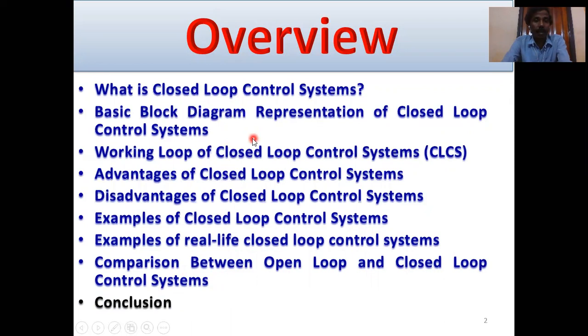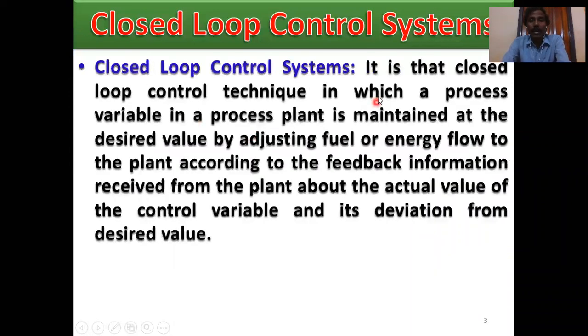So our topic is closed loop control systems. What are closed loop control systems? It is that closed loop control technique in which a process variable in a process plant is maintained at the desired value by adjusting fuel or energy flow to the plant according to the feedback information received from the plant about the actual value of the control variable and its deviation from the desired value.